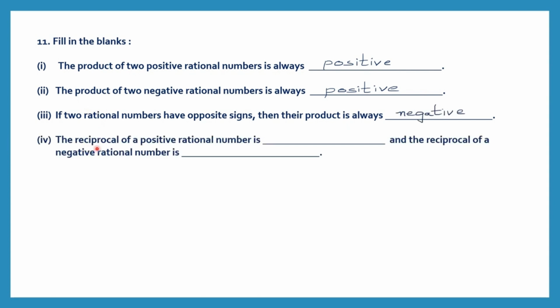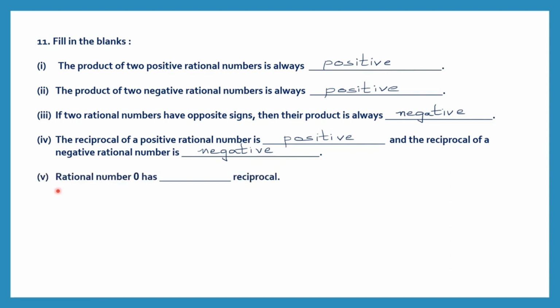Question 4. The reciprocal of a positive rational number is, now let me take a positive rational number, 2 by 5. What is the reciprocal of this? 5 by 2. So this is positive. The reciprocal is also positive. Let's write that. And the reciprocal of a negative rational number is, now let's make this negative and see. So this is a negative rational number. The reciprocal will be 5 by minus 2, which is also negative. That means the reciprocal of a negative rational number is negative.